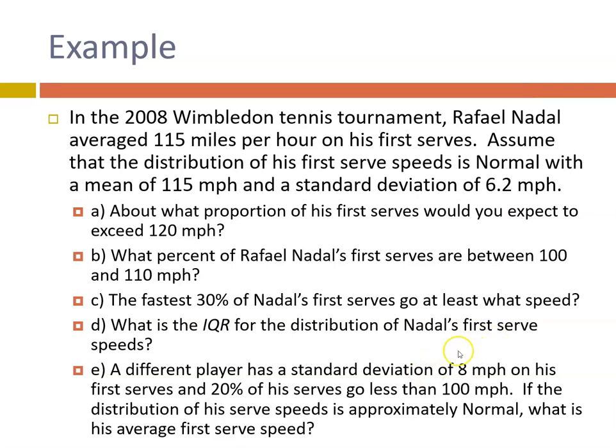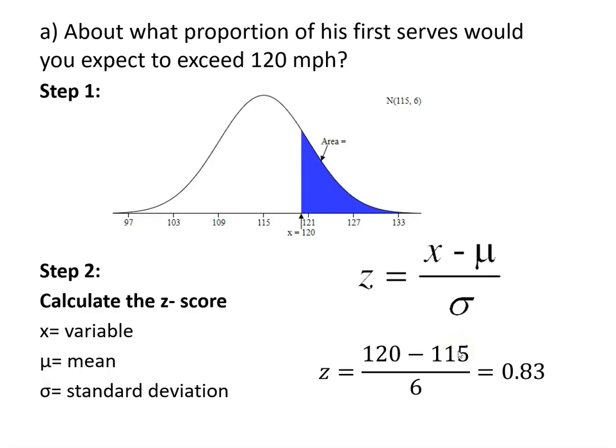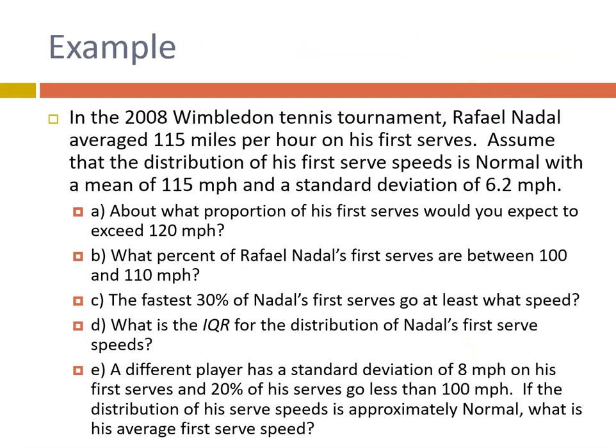I use 6 in all of my calculations. So if it doesn't say 6.2, or it says 6 on yours, I'm going to use 6, so you might want to change that so yours says 6. So first question: about what proportion of his serves would you expect to exceed 120 miles per hour?